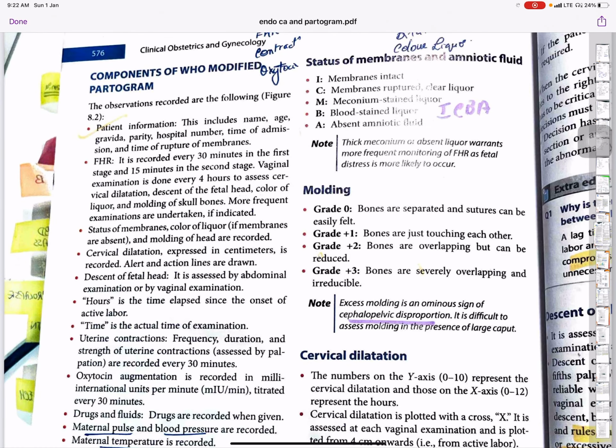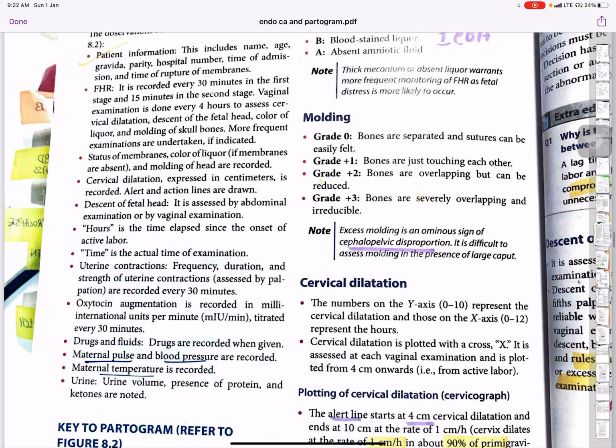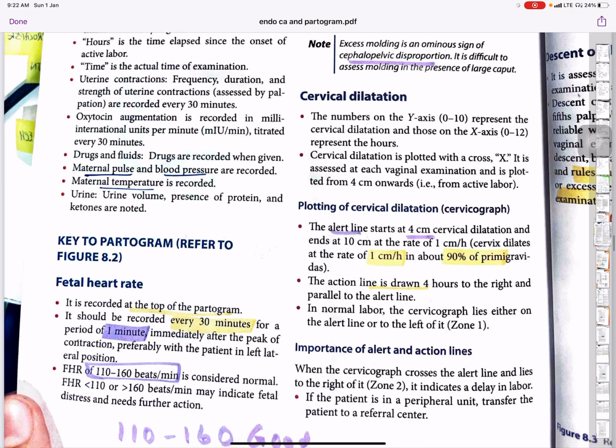Molding, we have grade 0, no bones are felt. Grade 1, it's felt but not overlapping, just touching. Grade 2, overlapping but easily separable. And grade 3 is not separable. Okay. Excessive molding can mean cephalopelvic disproportion.